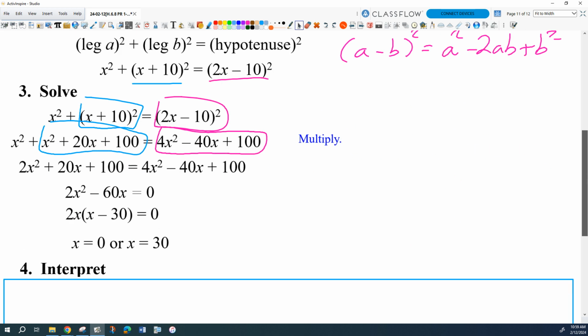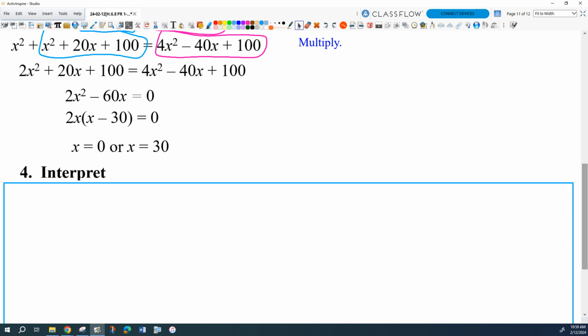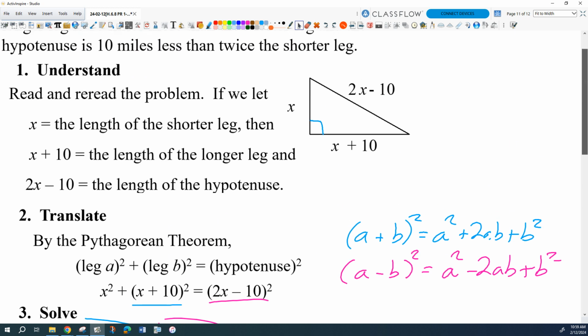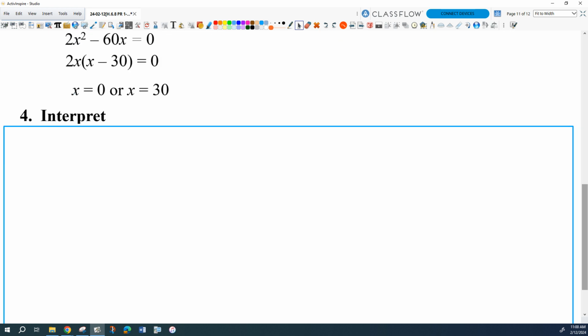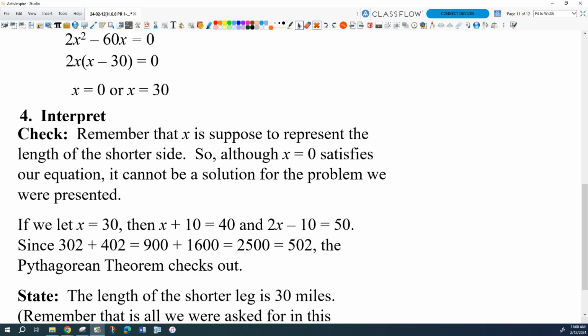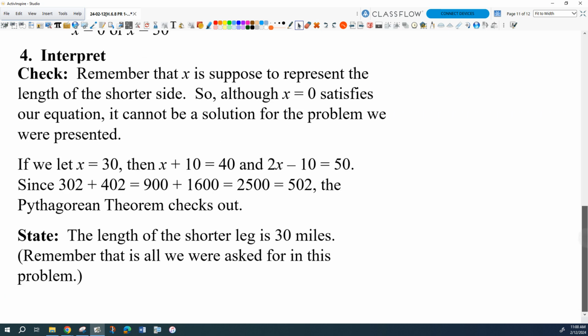So we would discard the 0 and keep the 30, and we could use that 30 to plug back in to our other sides to figure out what they are, right? And that would give us, if we do all that, we get what? Plug them in.